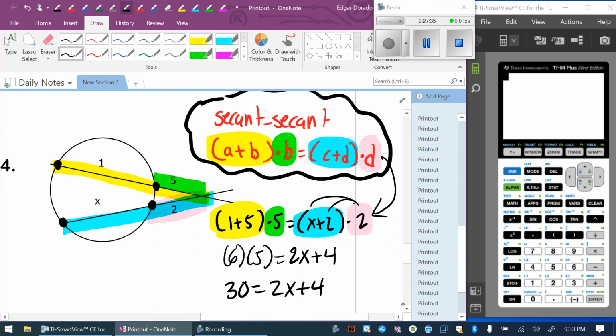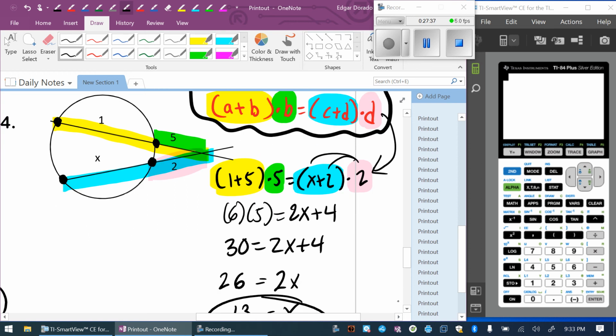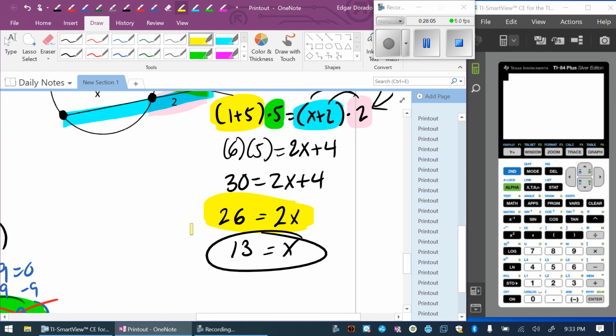So the full secant for the first top secant was 1 plus 5. That's the whole thing together, times just the external portion, which in this case was just 5. For the second secant, it was x plus 2 for the full, times the external portion, which was just 2. And if I distribute that out, guys, here's what I get. I ended up with 6 times 5 equals 2x plus 4. After I did that, I multiplied the 6 times 5, which gave me 30. Then I subtracted over the 4 to get 26 equals 2x, divided both sides by 2 for a final answer of x equals 13. Okay?